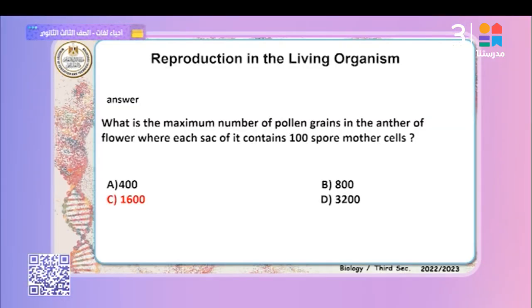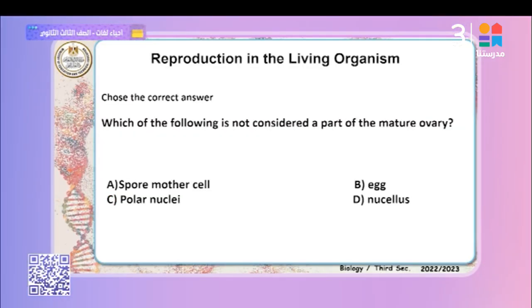Okay. The best answer is 1,600. Choose the correct answer. Which of the following is not considered part of the mature ovary? The mature ovary, please revise it again. The mature ovary contains the ovary, ovary walls, ovules, ovule walls, the embryonic sac, the nucellus, 3 antipodal cells away from the micropyle, 2 polar nuclei in the center, and near the micropyle the egg cell along with two synergid cells, which play an important role in fertilization.